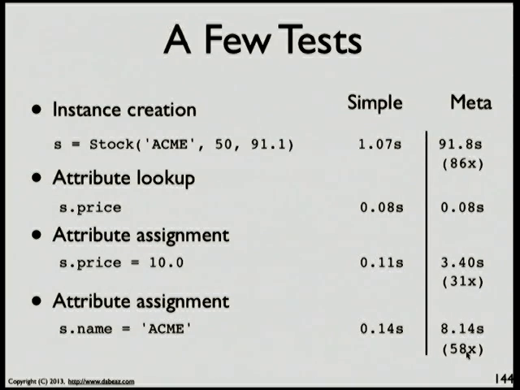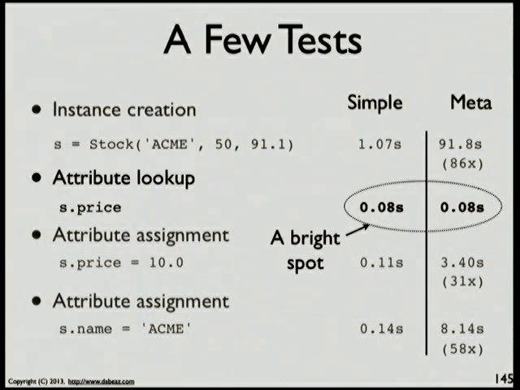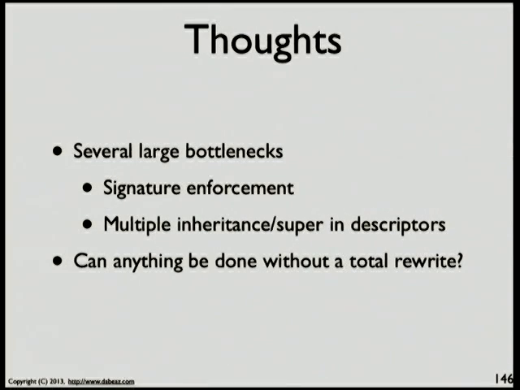Yeah, we'll see that. So what we're going to do here, this is going to be so bad. I'm just going to say I'm going to burn in hell for what's about to happen here. So let's say you wanted to speed this up in some way. A bunch of bottlenecks in here: signature enforcement, multiple inheritance, super. Can you do anything without a total rewrite?